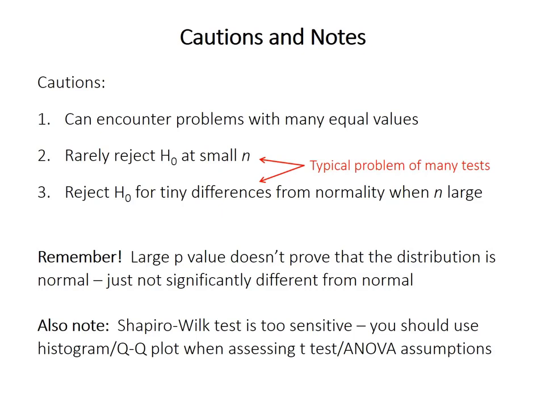And I will also note that you shouldn't use the Shapiro-Wilk test to assess normality for a t-test or an ANOVA. If you want to know, is my data good enough for a t-test, the Shapiro-Wilk test is far too sensitive for that purpose. Many data sets that fail the Shapiro-Wilk test, that are significantly different from normal, are perfectly fine for a t-test or for an ANOVA. So use histograms or use QQ plots instead.